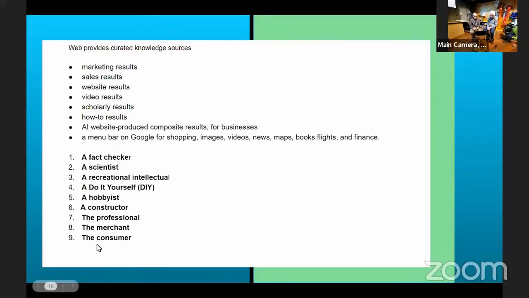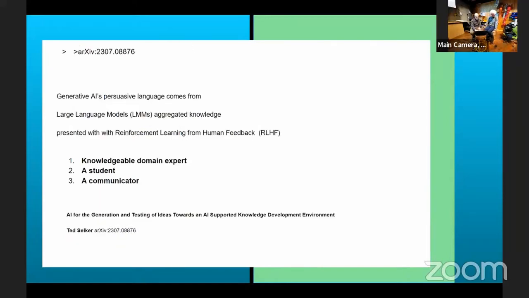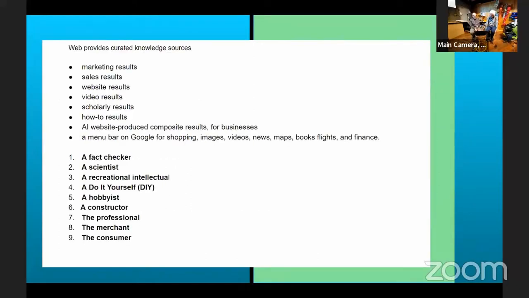People are doing fact checking, and the scientists, and the recreational intellectual were better with the web than with the generative AI. And I guess I wonder, is that going to stay, or are we going to find that these three that I have for knowledge expert are going to be dominant? Are they going to expand? I mean, are they going to stay? Is it going to stay this way, that these things that require provenance are going to stay in the world of the web, or is that going to change?